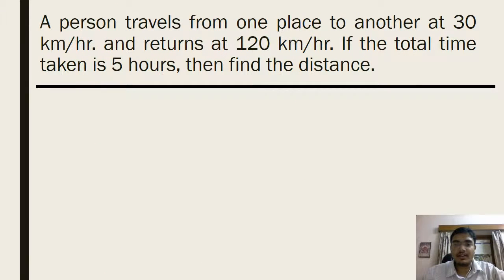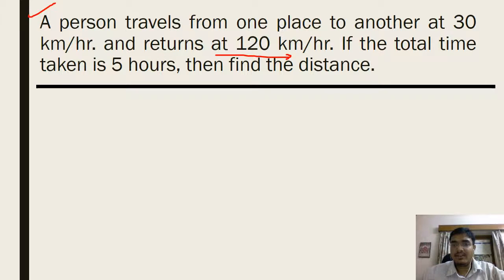Let us take a look at another problem. Try this for a minute and then we'll discuss. It says a person travels from one place to another at 30 kilometers an hour and returns at 120 kilometers an hour. If the total time taken is 5 hours, then find the distance.